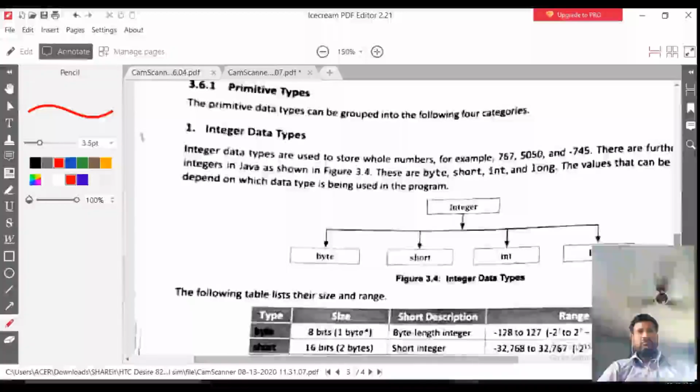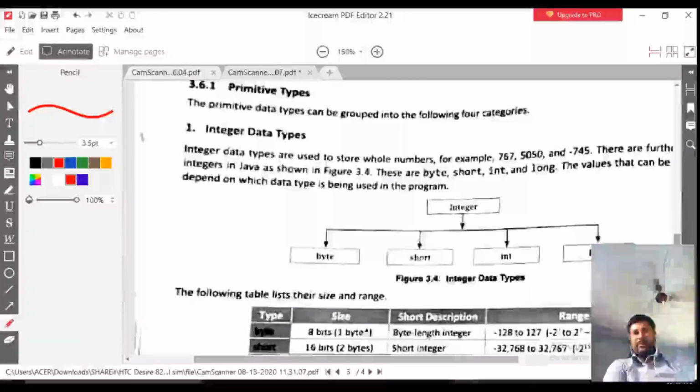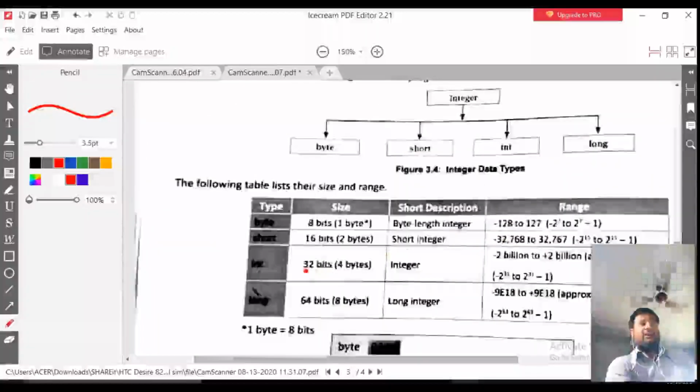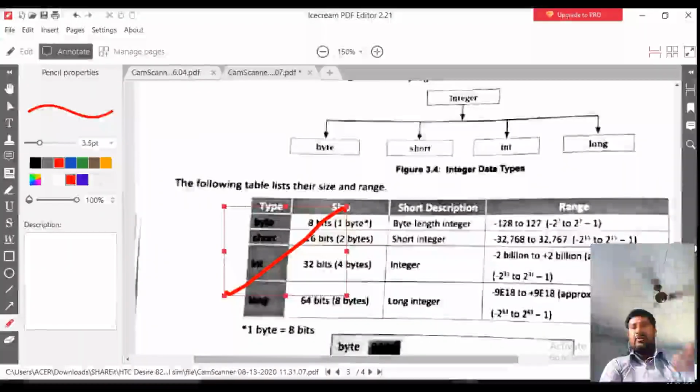The next one is the range. Basically the byte range is -128 to 127, and the short range is -32768 to 32767. So this is the range of byte and short. And the next ranges are very long. You should not remember the ranges, and there is no use of the range in programming, but the memory is important, how much memory it is taking. This is very important in programming, so you must remember the storage memory.